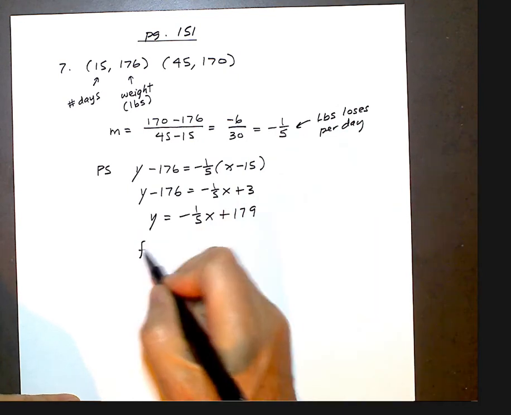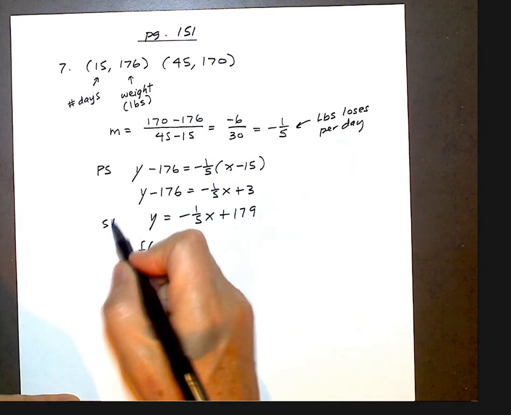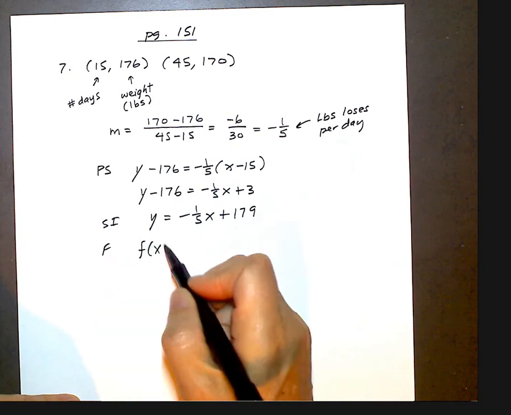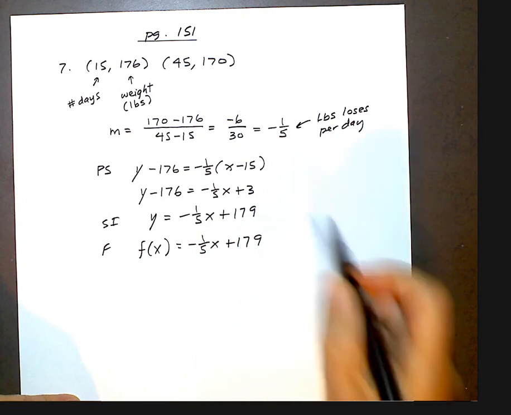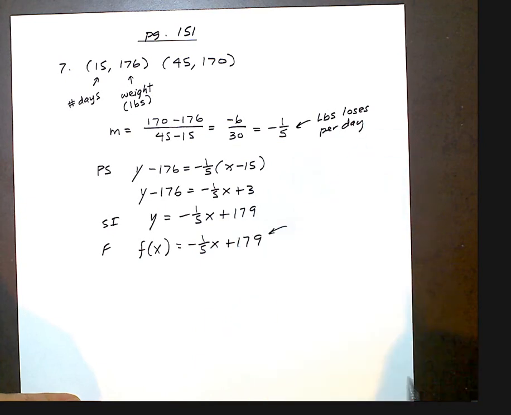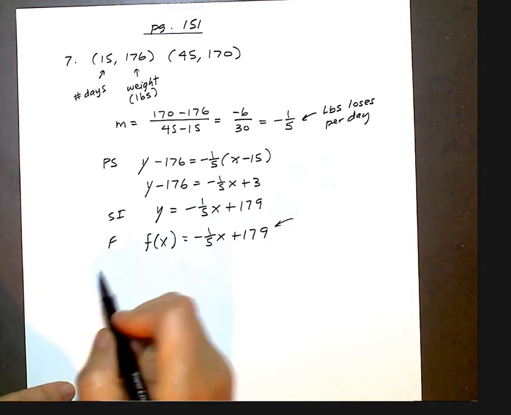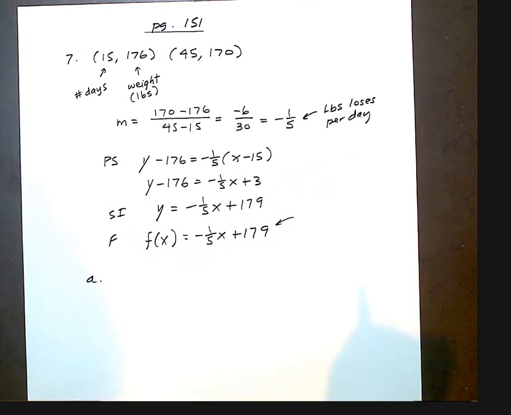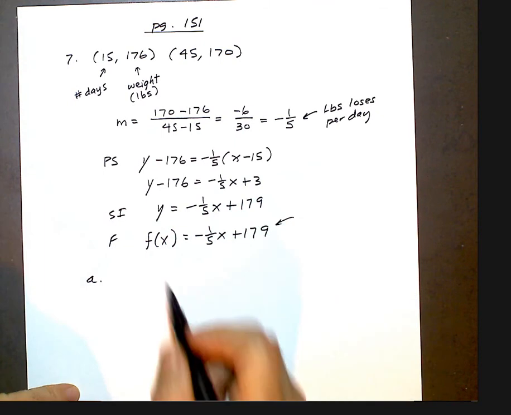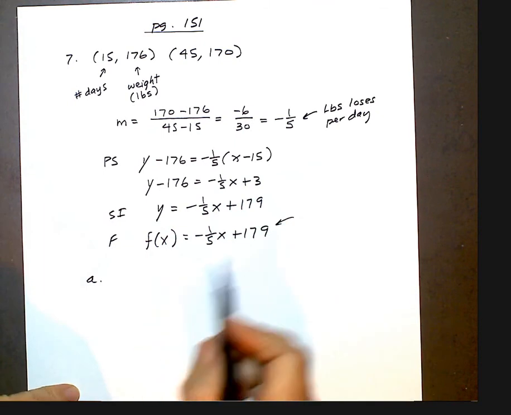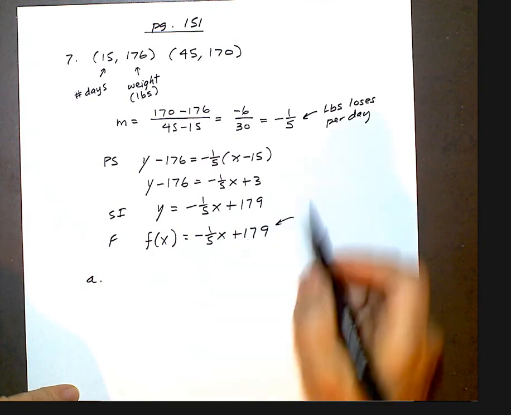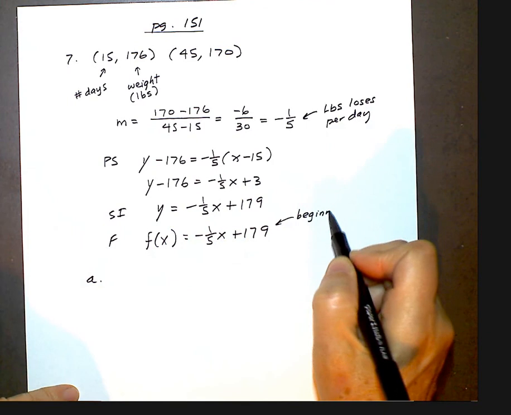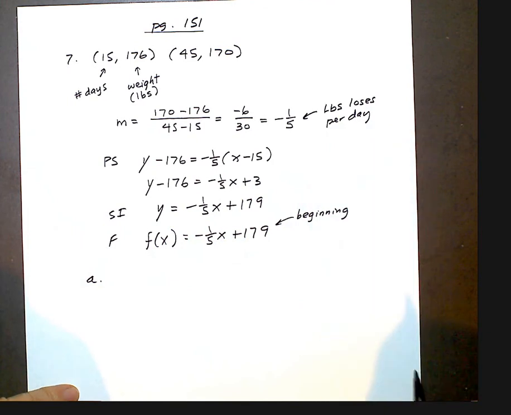And we'll just replace Y, this was slope-intercept form, with F of X, because that's what we're learning to use. Okay, so pay attention to the 179, because it comes into play in part A, where you're supposed to find out how much Alan weighed at the beginning of the diet. So basically they're saying, when X is 0, what's Y? At time equals 0, or number of days equals 0, he weighed 179 pounds.